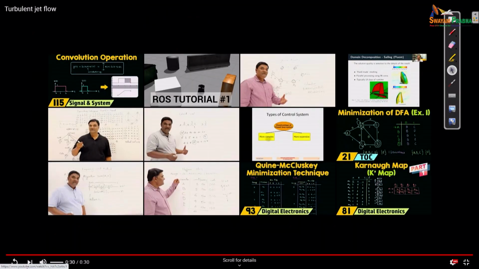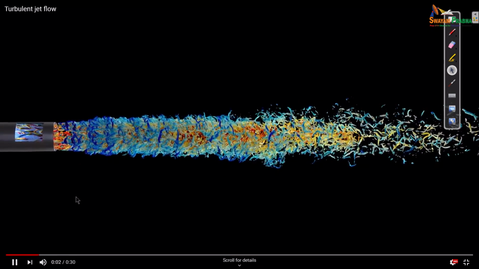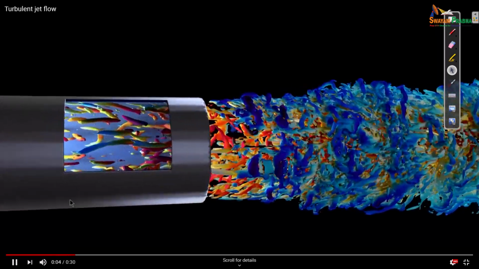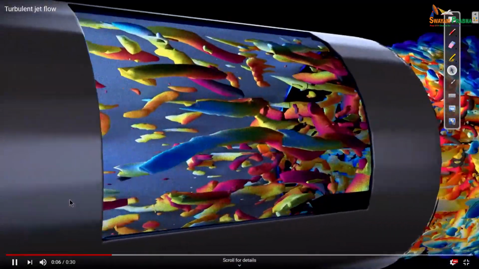It's quite interesting that we're looking at flow structures. We're actually looking at flow structures, and they look like this. It looks like small beans.